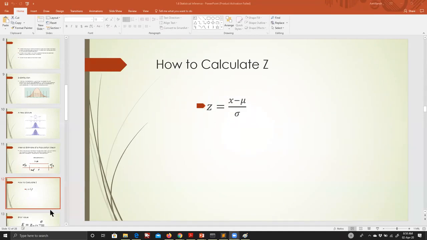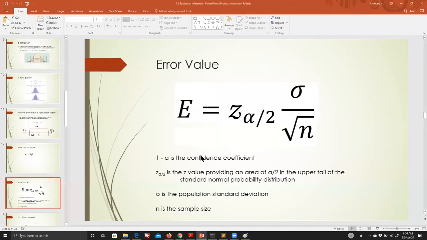So now there's another equation that is again very similar, but you have to remember this, okay? Now what is the error value? Error value can be taken as Z alpha by 2 into population standard deviation, which is nothing but Z alpha by 2 into, sorry, this is sample standard deviation, population standard deviation by root of n, okay?